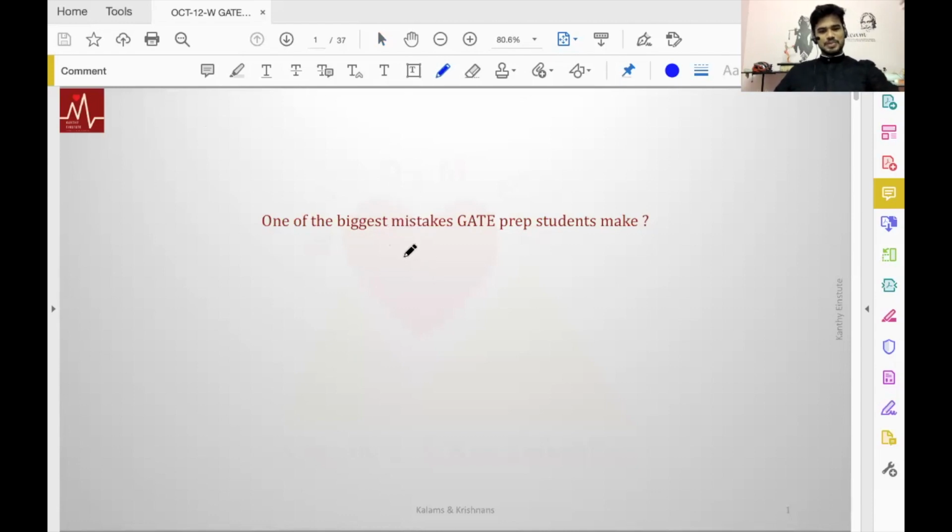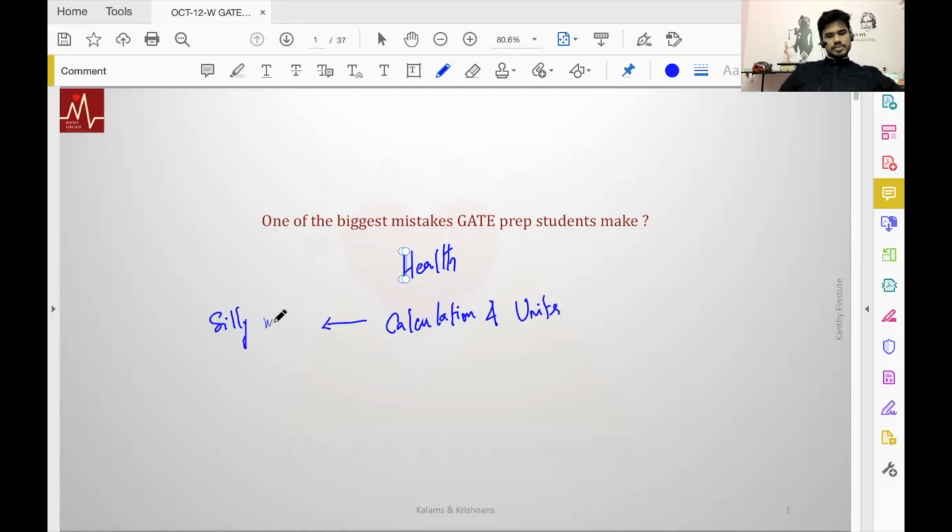First thing is to take care of your health. Only if this is fine, then all else follows. And calculation mistakes, right? This is where typically silly mistakes happen. This is avoidable. Not enough practice, right? This is also actually very true.